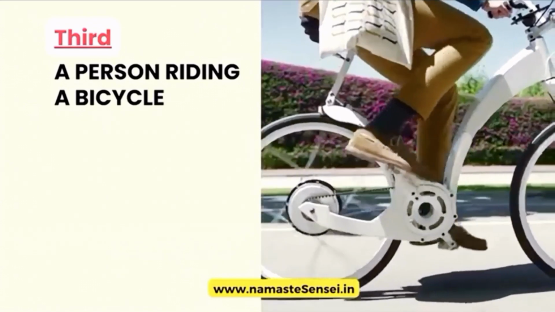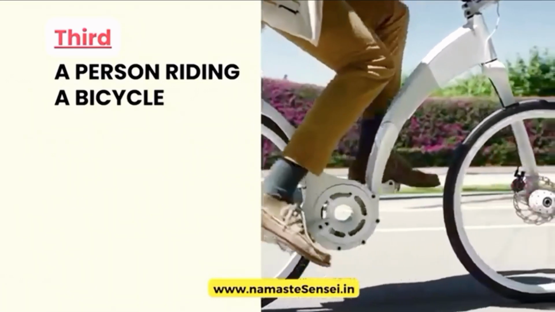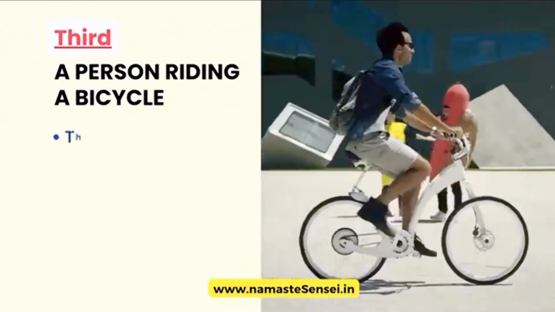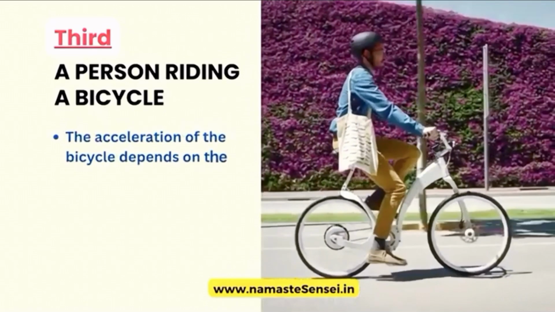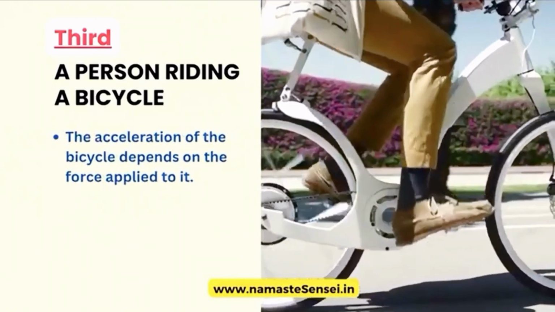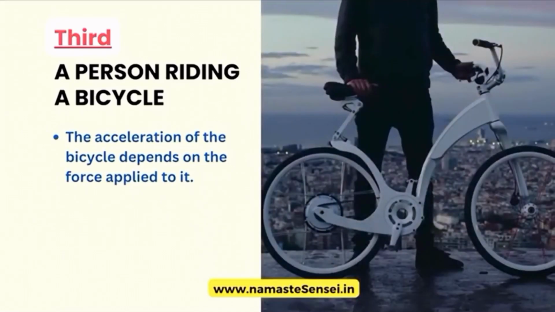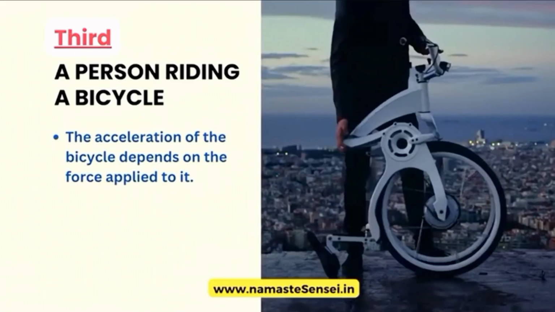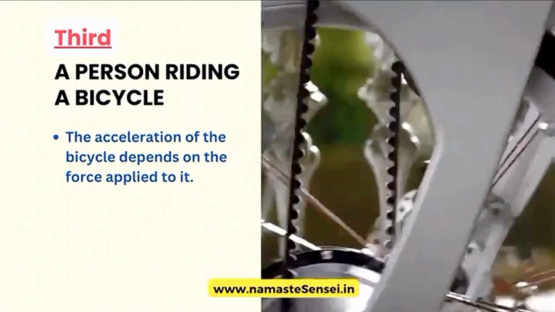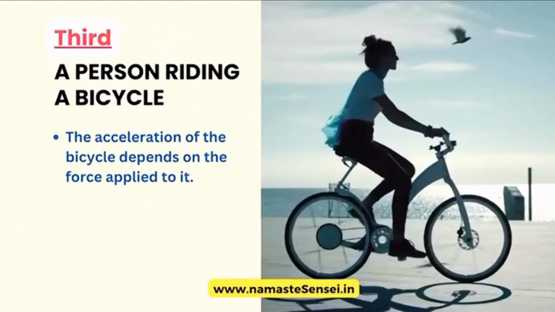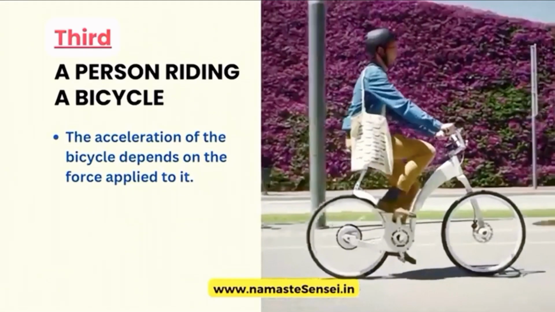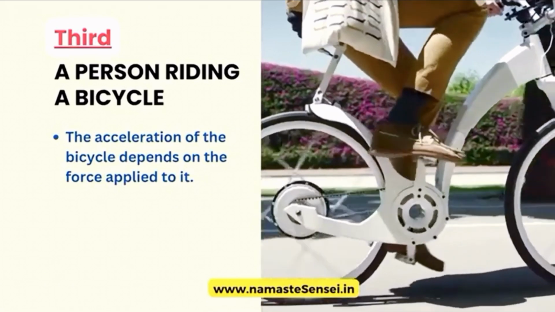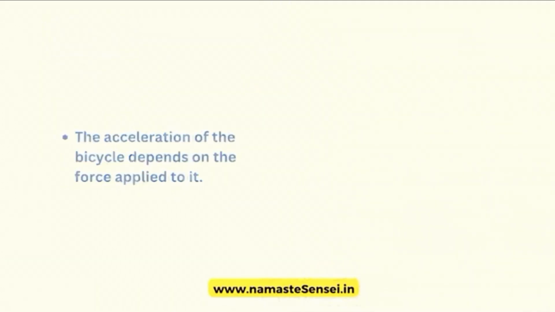Third, a person riding a bicycle. When a person pedals a bicycle, the force they apply to the pedals determines the speed of the bicycle. The acceleration of the bicycle depends on the force applied to it. If the person pedals slow, the bicycle will move slow. But if they pedal harder, the bicycle will move faster. This is the reason why professional cyclists are able to travel at high speeds, because they can apply a greater force to the pedals.